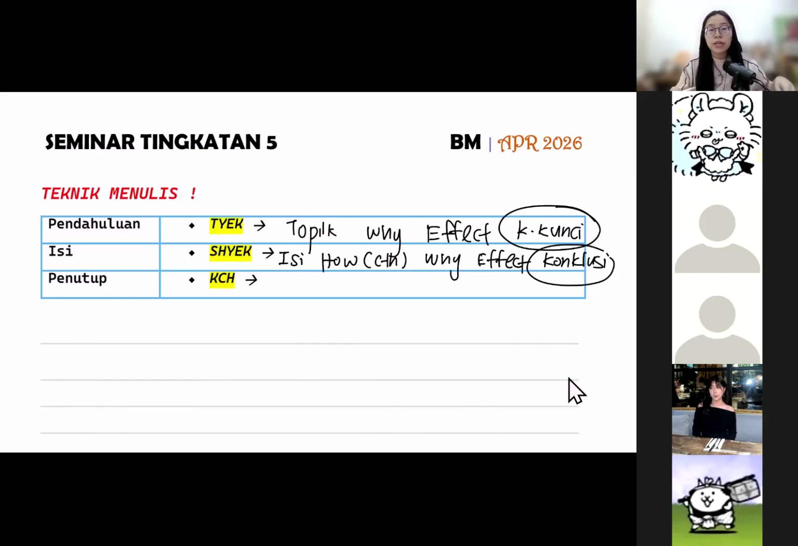Okay, conclusive here for EC part. They have two methods of writing. One is you change to synonym. One is you just change it to ayat passive, which is just change the EC to ayat passive for your conclusive, acceptable. And then for your KCH, which is your kesimpulan, cadangan, and also harapan.